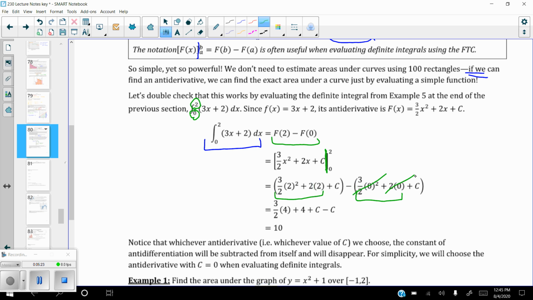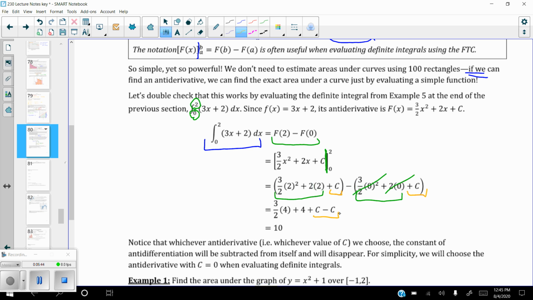So really all you have left is the 3 halves times 2 squared plus 2 times 2. But then you have this c minus c. And this is always going to happen in a definite integral. The c minus that c right there is going to go away every single time. So we don't even need to concern ourselves with c.